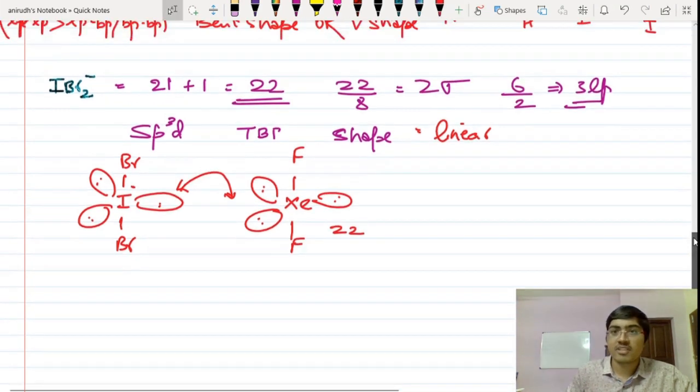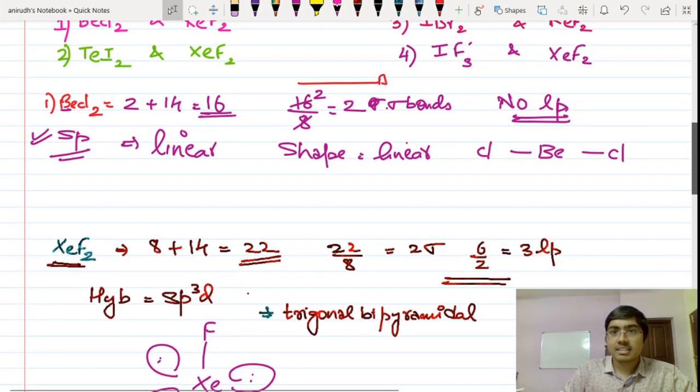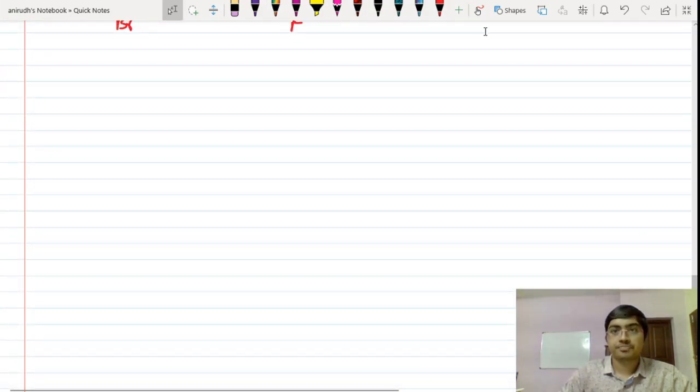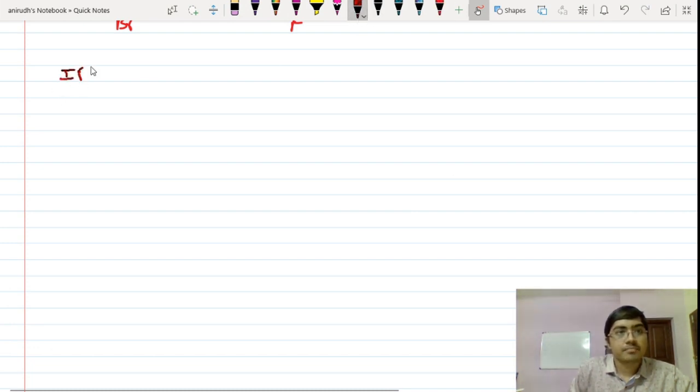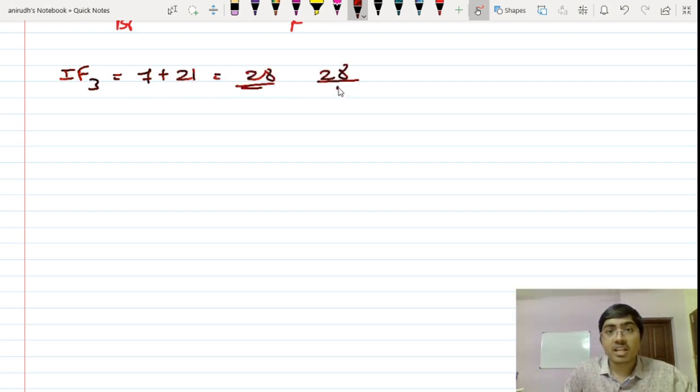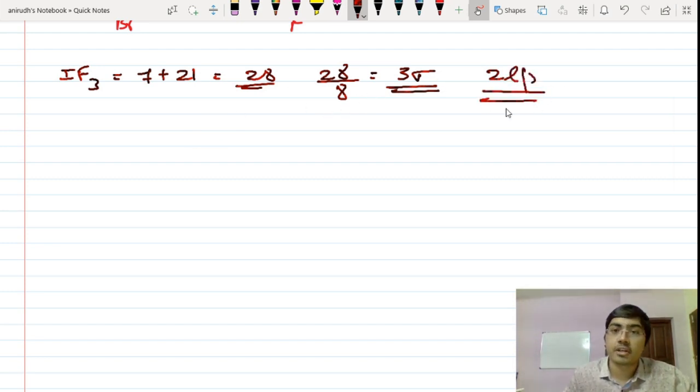So yes, one more compound is there for us to discuss, isn't it? I think that is IF3. Okay, so IF3 can be discussed now. Iodine and fluorine come under the same halogen family, group 17. So this is 7 plus 21, equal to 28. Valence electrons divided by 8: 8 2s are 16, 8 3s are 24, isn't it? 3 sigma bonds, 2 lone pairs of electrons, because the remainder is 4 divided by 2, that is 2 lone pairs of electrons. So this is sp3d hybridized.